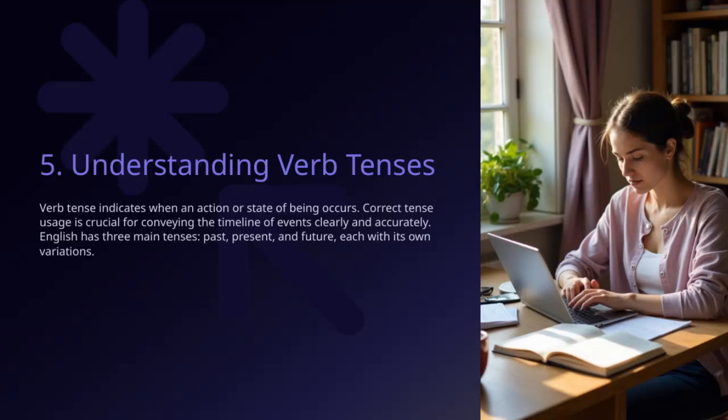Let's talk about verb tense. Tense indicates when an action or state of being happens. Using the correct tense is really important because it helps us convey the timeline of events clearly and accurately. In English, we primarily have three main tenses: past, present, and future. Each of these tenses also has its own variations, which we use depending on the context.